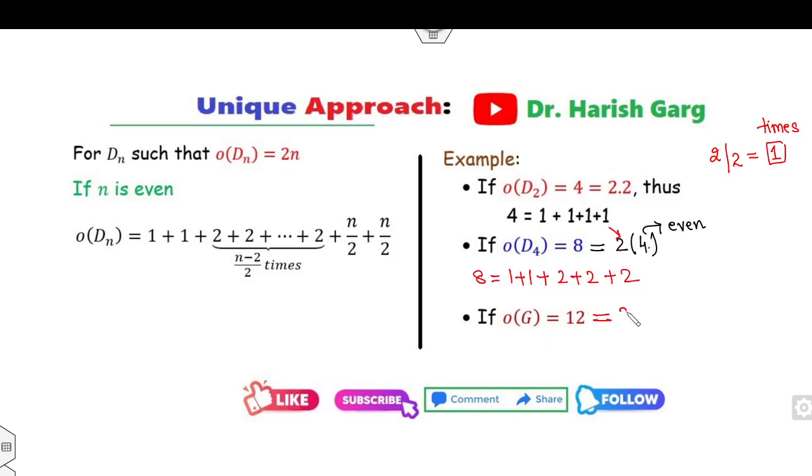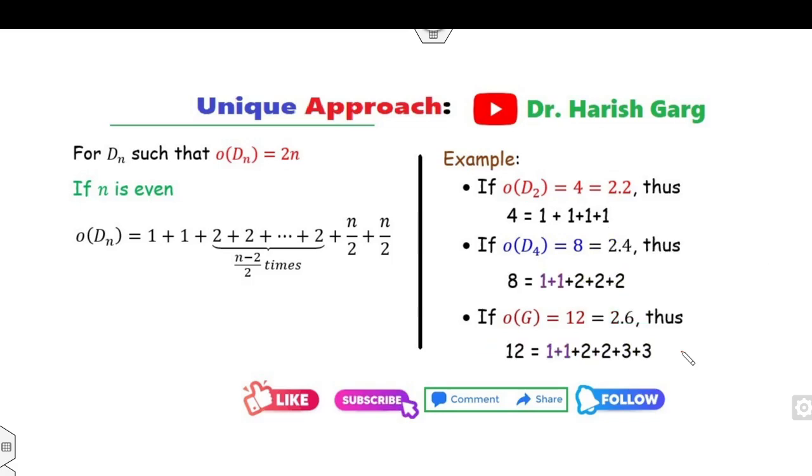Similarly, how can you write 2 into 6? 6 is an even number. So I can write 1 plus 1, 6 over 2, 6 over 2. So 2 divides n minus 2, that is 6 minus 2, 4. That is my 2. So you have to repeat this number 2 how many times? 2 times. So that is 1 plus 1 plus 3 plus 3 plus 2 plus 2.